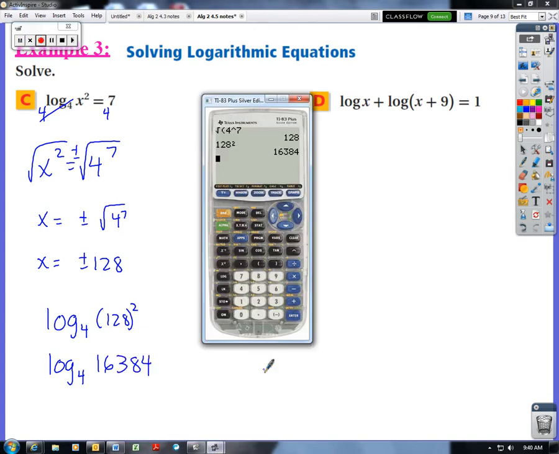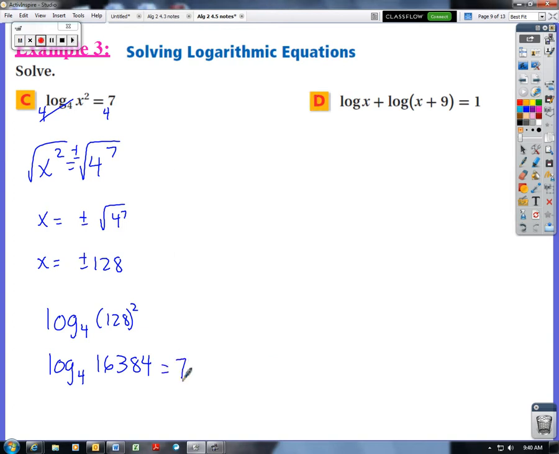Then I'm going to check that using the change of base formula. So that's the same as log of 16384 divided by log 4. And that's 7. That's good. It should be 7. And negative would give you the same thing, because if you put a negative in here and squared it, you'll get the same answer. So we end up with 2 numbers that make that true.